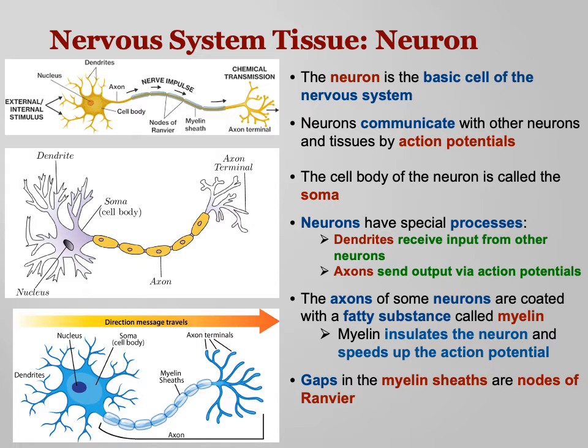And there are gaps in the myelin sheaths. Notice how the myelin sheath is not just one giant tube. There are little individual myelin sheaths. The gaps in between are called nodes of Ranvier, and this is a French word.